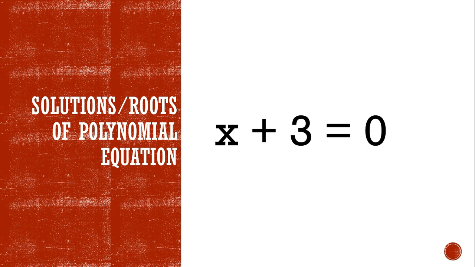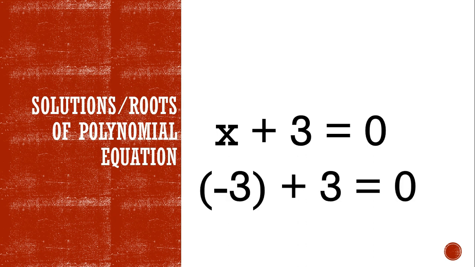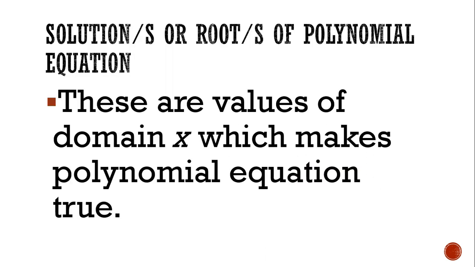By using the properties of equality and solving for x, x must be negative 3. So negative 3 plus 3 is equal to 0. And that statement, 0 is equal to 0, is true. This value of x, which makes the polynomial equation true, is what we call the solution or root of the polynomial equation.